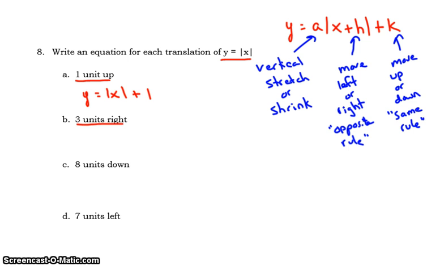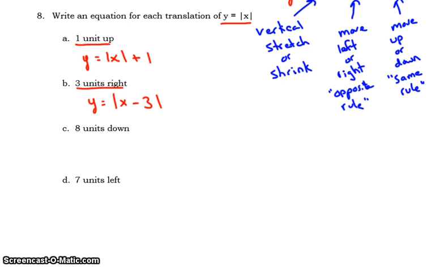If I want to go 3 units to the right, going right or left means I'm going to be inside the absolute value sign. 3 units to the right you would think would be positive because on the right-hand side is the positive numbers, but we have to do the opposite rule. We have to go minus. We have to write the minus sign. 8 units down, remember the up or down is on the outside of the absolute value sign. And if I want to go down, that means negative because we're using the same rule.